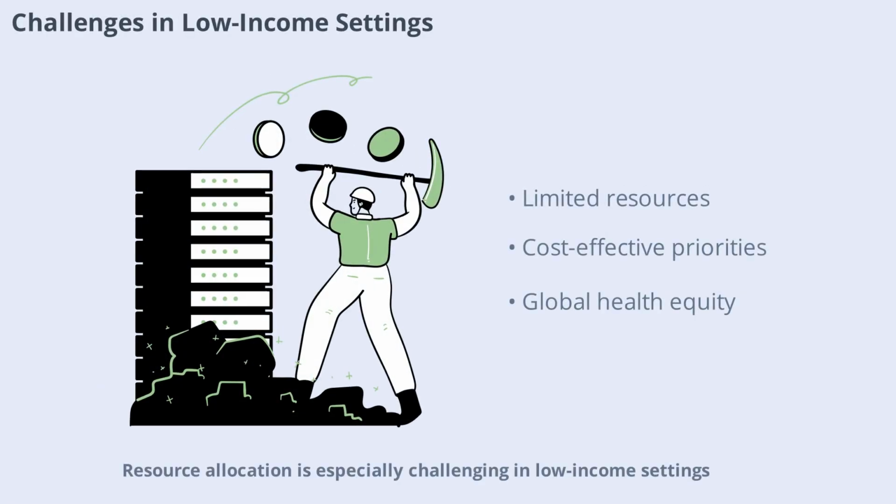Resource allocation is especially challenging in low-income settings, where resources are extremely limited. Health economics helps identify the most cost-effective interventions and prioritize basic health needs. International support and innovative financing can help bridge gaps. Addressing these challenges is vital for improving global health equity.